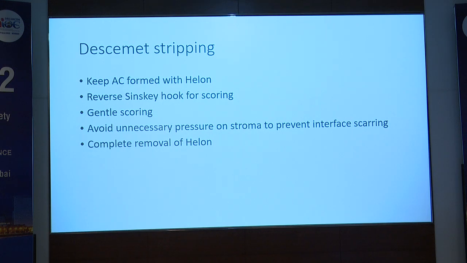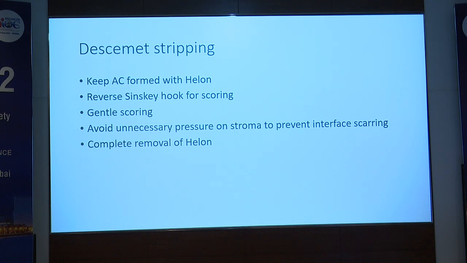Again, Descemet stripping is an important thing. When you're trying to strip, just see to it that you have adequately stripped the Descemet membrane. So a reverse Sinskey hook is what is preferred. Don't try to go very hard because you don't want to pull on the stromal fibers, because if you do that, you'll lead to more scarring of the tissue in the stroma.